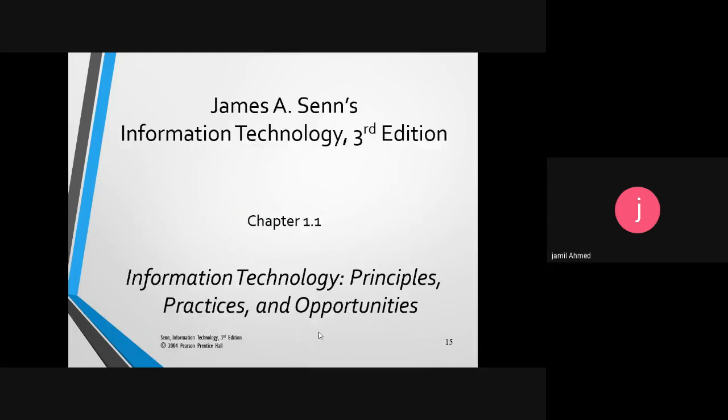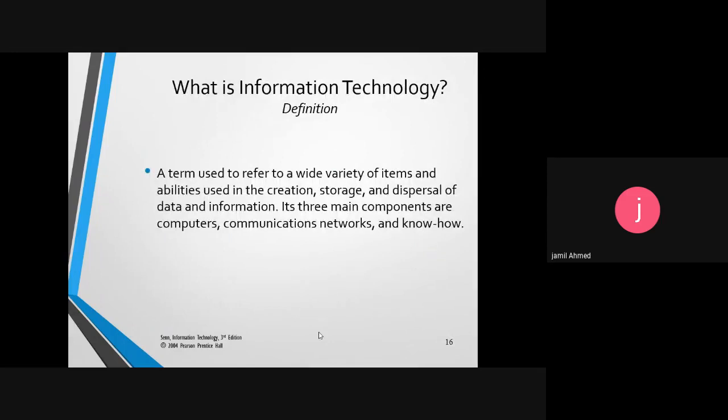So, what is information technology? It is a term used to refer to a wide variety of items and attributes used in the creation and storage of disparate data and information, in three main components: computers, communication networks, and know-how. First of all, we have to understand the computers, then the communication networks, then how know-how can work in that particular way.